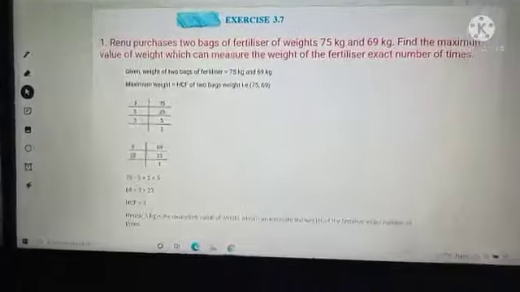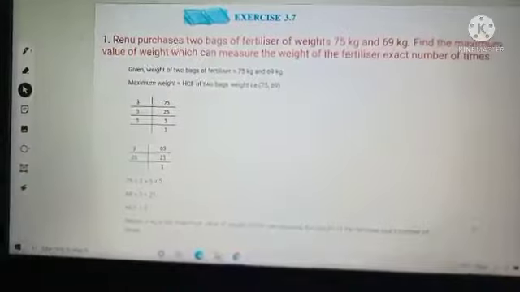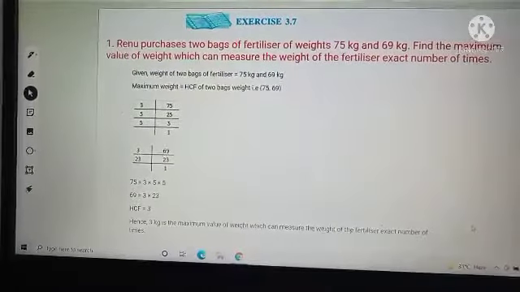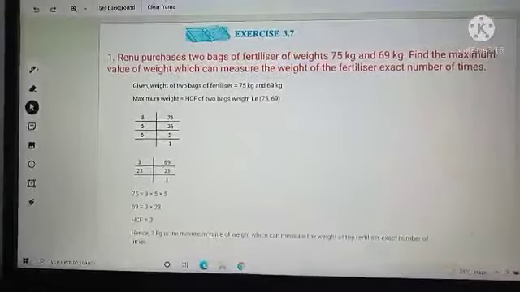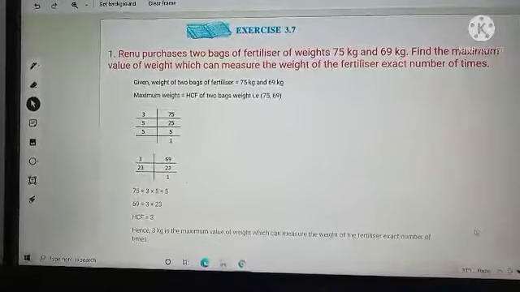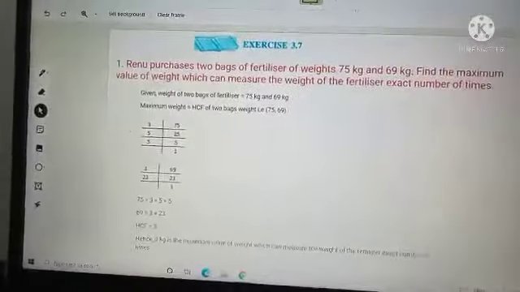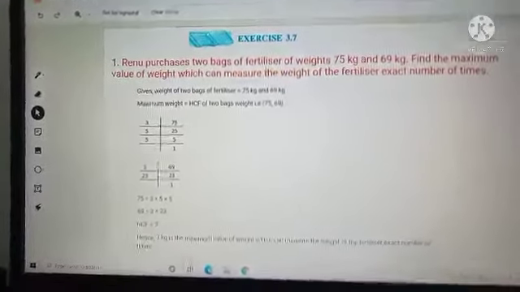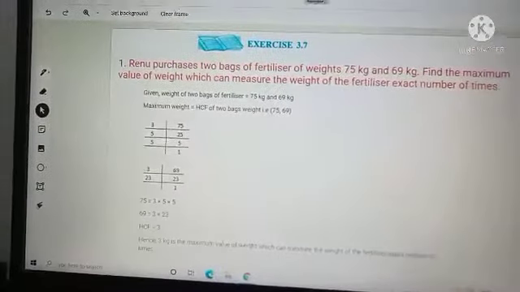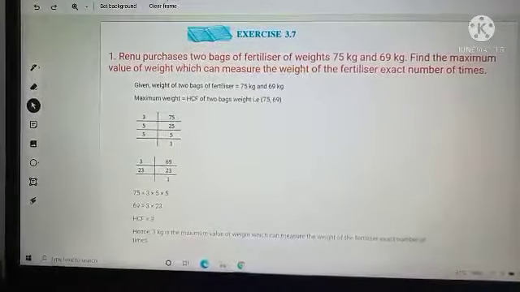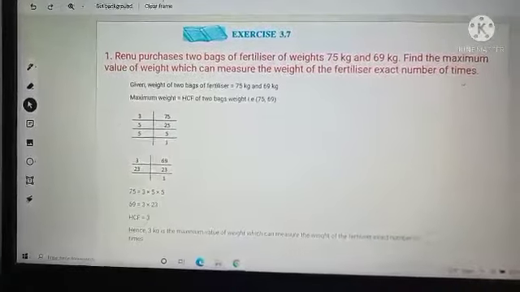Let's see some questions from exercise 3.7. First question: Renu purchases 2 bags of fertilizers of weight 75 kg and 69 kg. Find the maximum value of weight which can measure the weight of the fertilizer an exact number of times. So look at the question here. Renu purchased 2 bags of fertilizers, weighing 75 kg and 69 kg. We have to find the maximum value of weight which can measure the weight of the fertilizer an exact number of times.